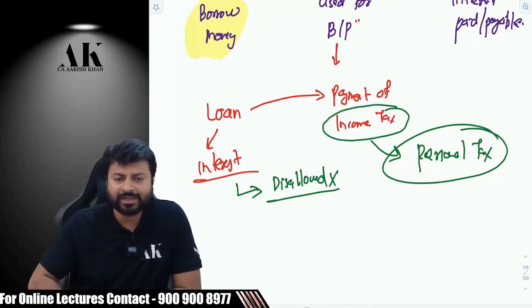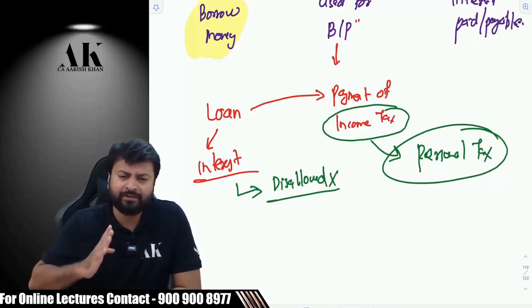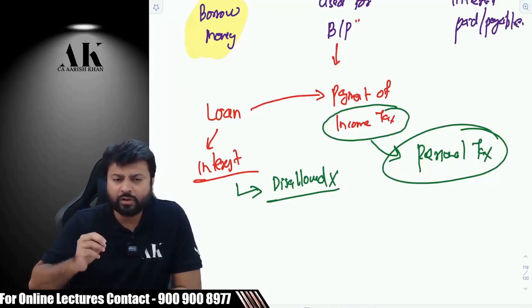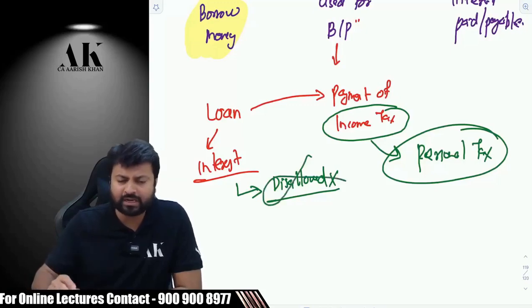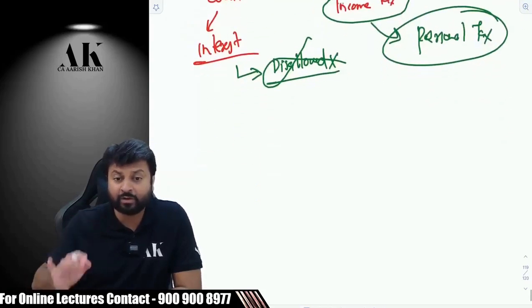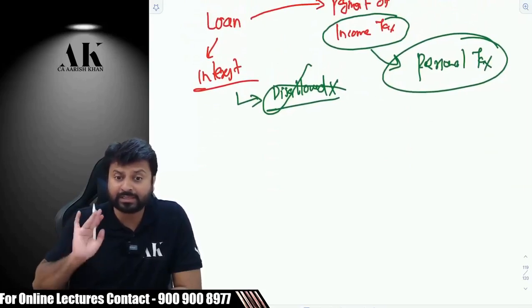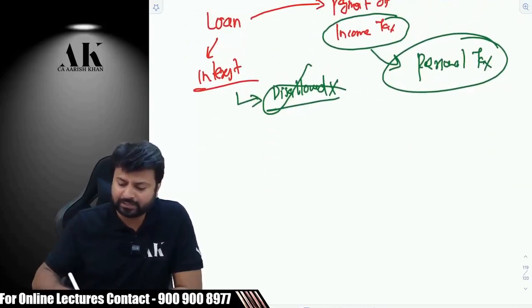So, if you are discharging income tax, it is a personal liability. Whatever loan you take to discharge your personal liability will not be allowed as a deduction. It is disallowed. Keep it in your mind forever. Don't forget, a very, very important adjustment for the exam.